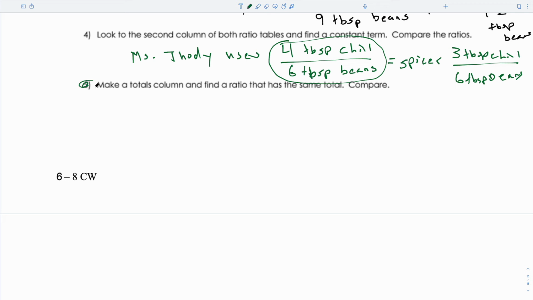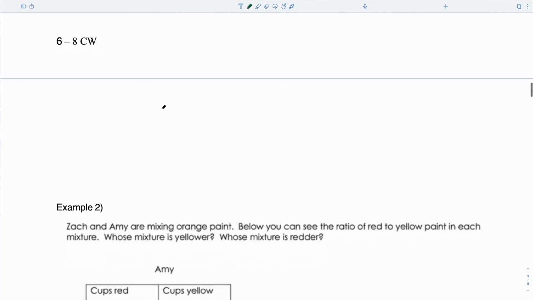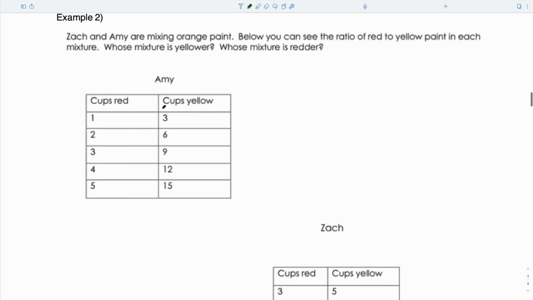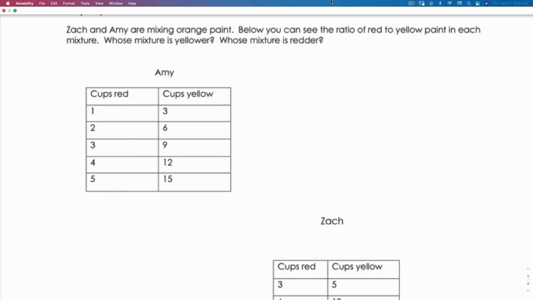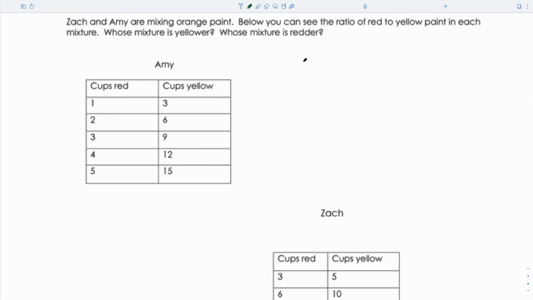We're going to skip number 5 for today. Cross that out. Let's look at another example. Zach and Amy are mixing orange paint. Below you see the ratio of red to yellow paint in each mixture. Whose mixture is yellower? Whose mixture is redder?